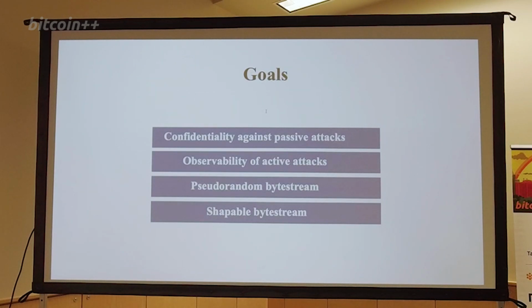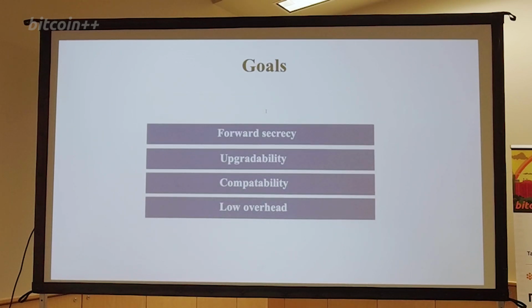We want confidentiality against passive attacks. No internet service provider or passive observer should be able to tell what the contents of the message are. So now that people can't be passive, they're forced to become active. If you want those messages, you're forced to run a Bitcoin node to get those messages. So you've essentially raised the cost of attacks. And then the byte stream now looks pseudo-random, which is good, and it's also shapeable. So you can do stuff to make it resistant to traffic analysis. That's very cool.